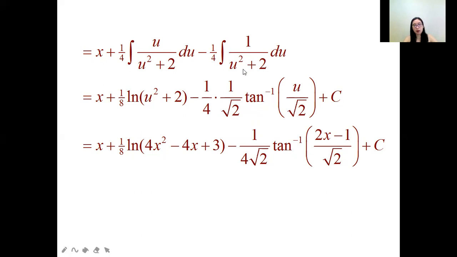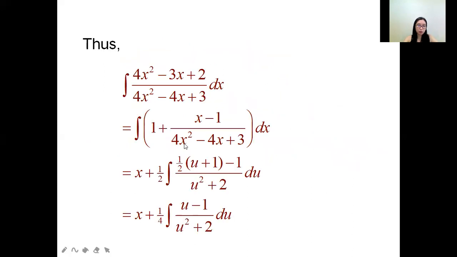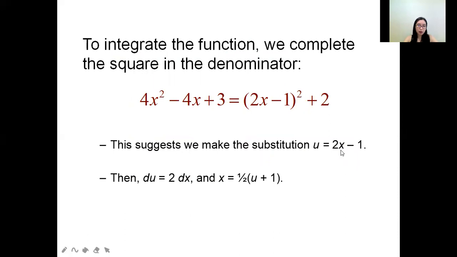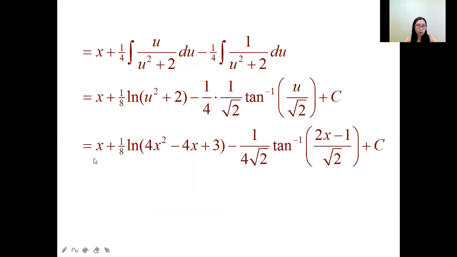Square root of 2, since dapat naka-form of u squared plus a squared man siya. Pero 2 is not a perfect square, so magbutang tayo square root, okay? So, the final answer now is, ibalik na nato substitute ang value ni u, which is 2x minus 1. So, now we have a final answer of x plus 1/8 ln quantity 4x squared minus 4x plus 3 minus 1 over 4 square root of 2 inverse tan of quantity 2x minus 1 over square root of 2 plus c.